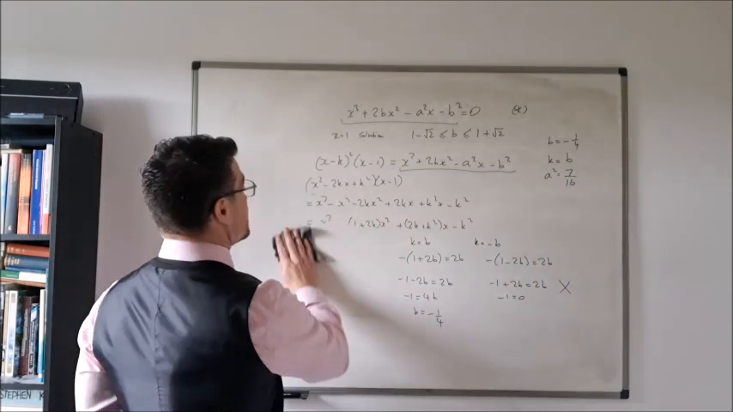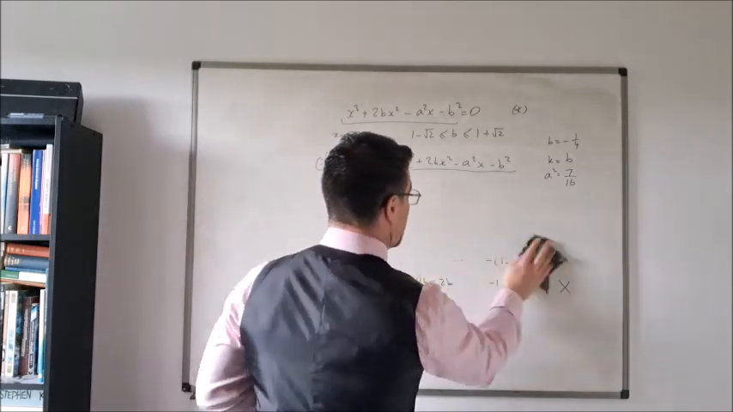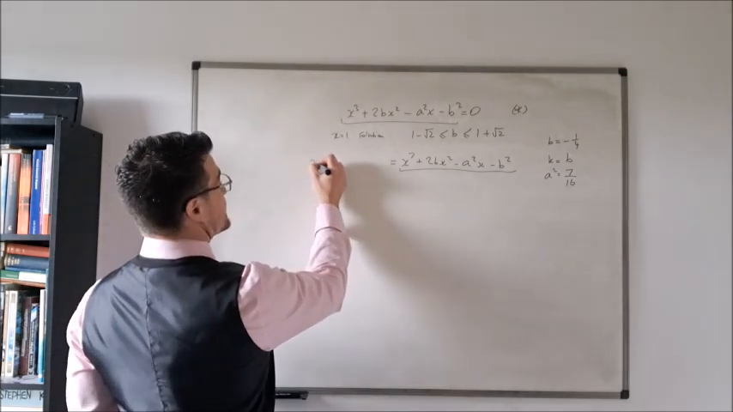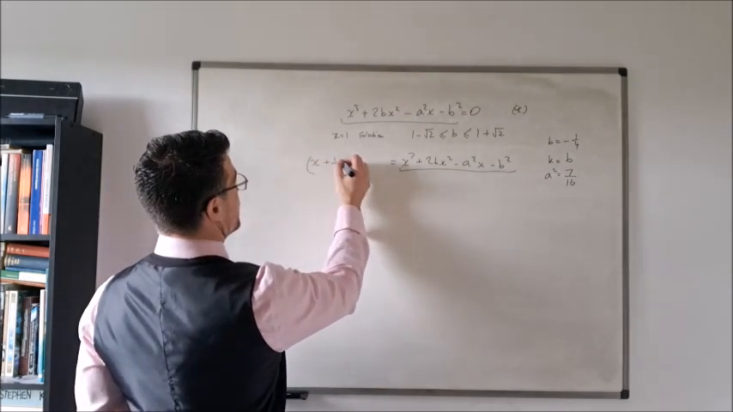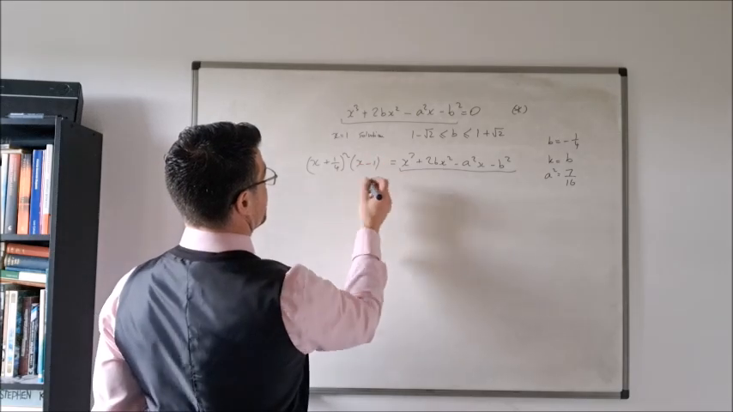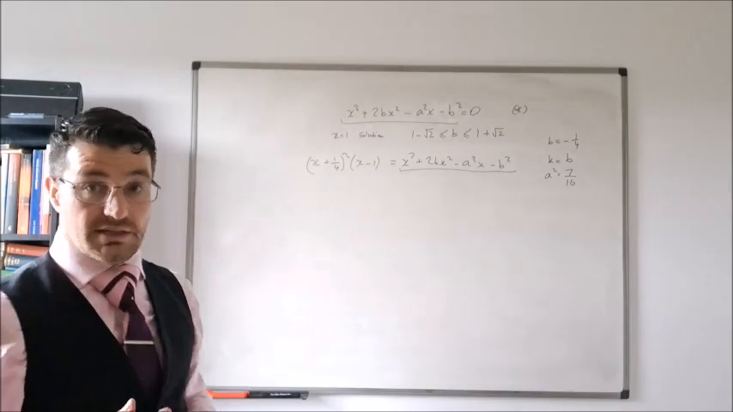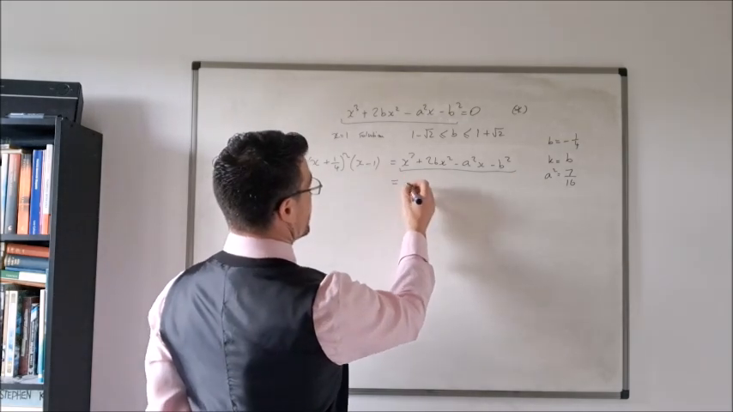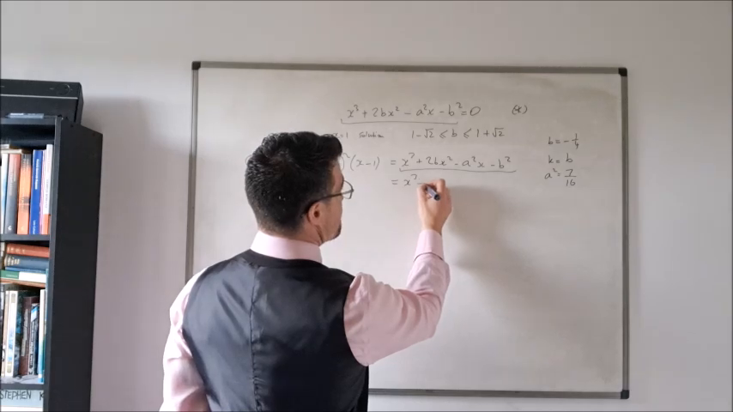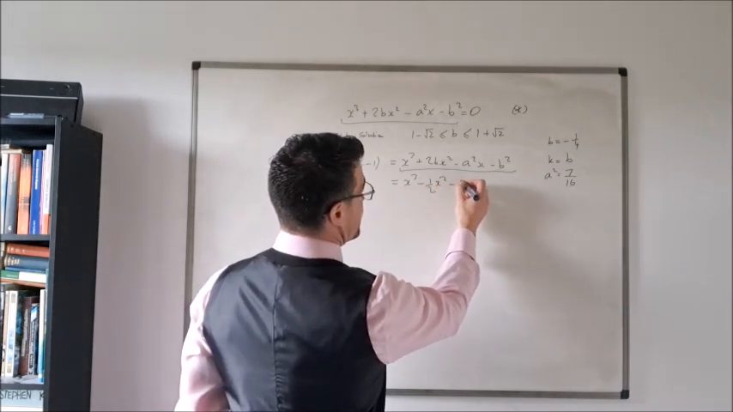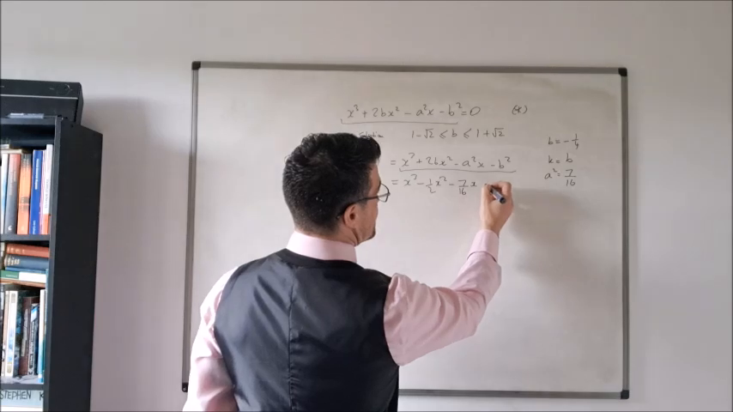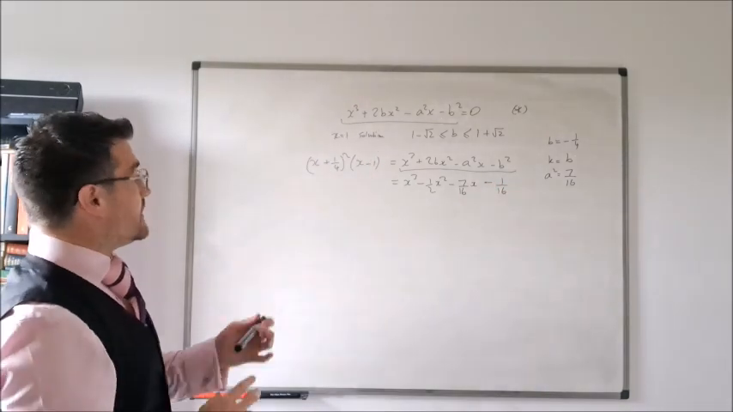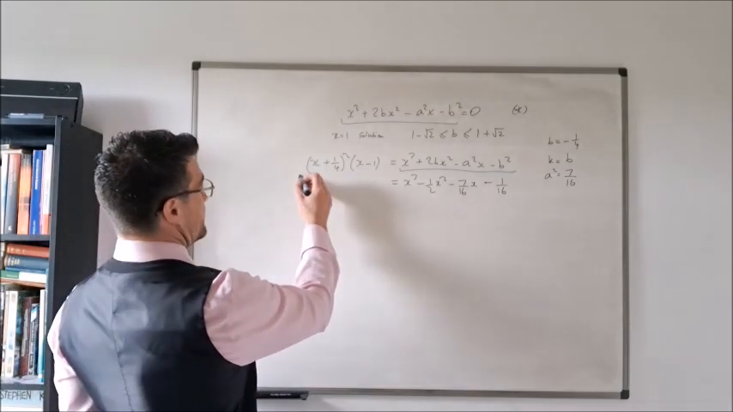Get rid of this. So we've got that our factorization is, in fact, x plus a quarter squared times x minus 1. Okay, x plus a quarter squared times x minus 1. And replacing the a's and the b's over here, we get x cubed minus a half x squared minus 7/16 x minus 1/16. Okay, so we can either think about the graph of this.